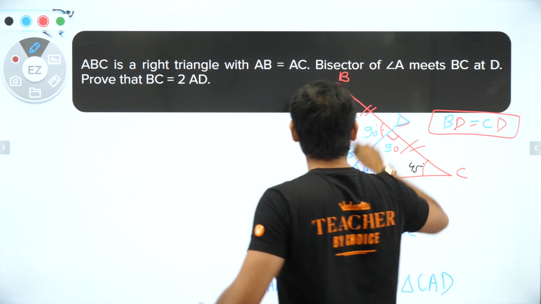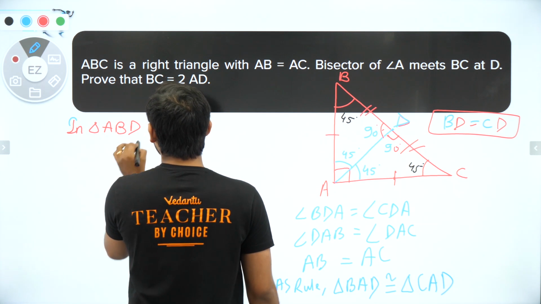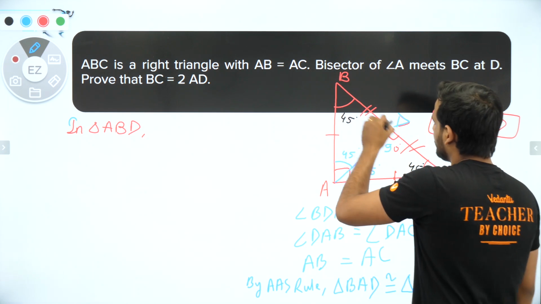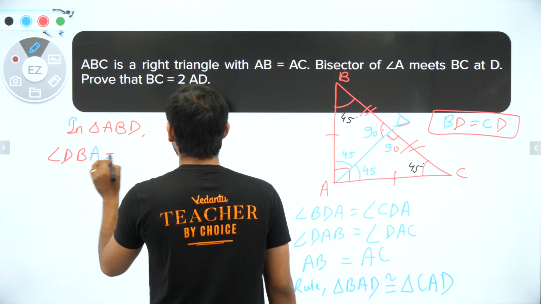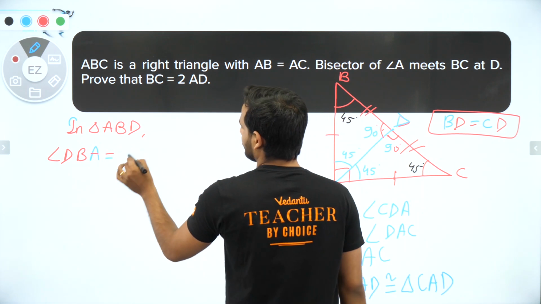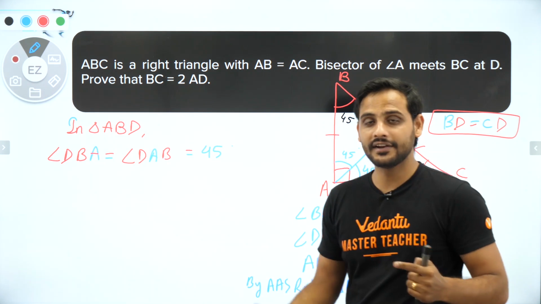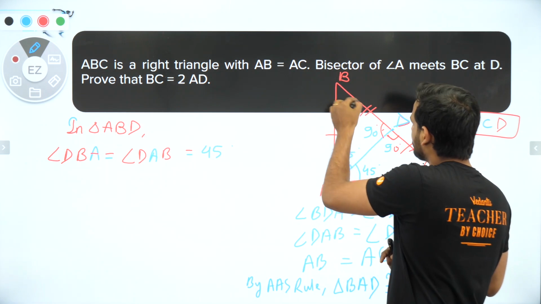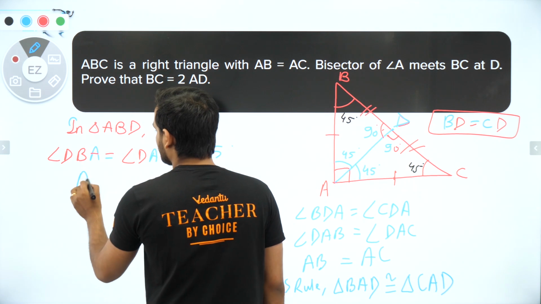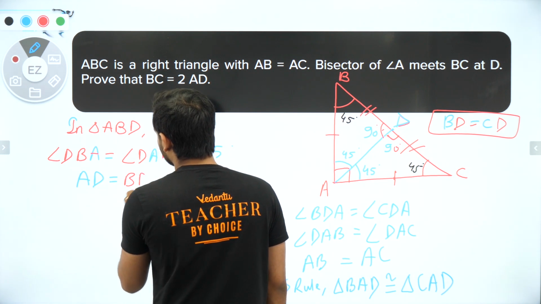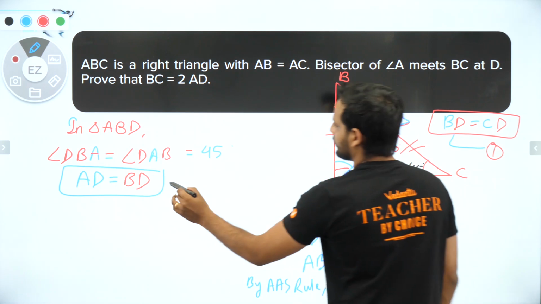Now if you will see in triangle ABD, you will notice that angle DBA is equal to angle DAB, because both are equal to 45 degree, right? So when two angles are equal, the sides opposite to them will also be equal. For this angle the opposite side is AD, for this angle opposite side is BD. So from here I can say that, sir, my AD is equal to BD. Let us say this is your first equation, and let us say this is your second equation.